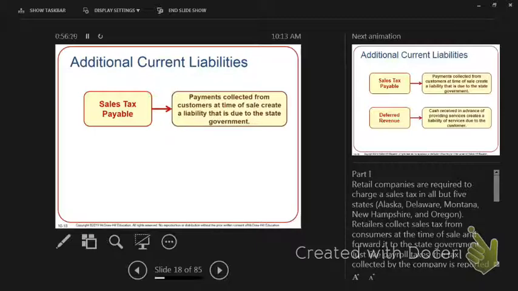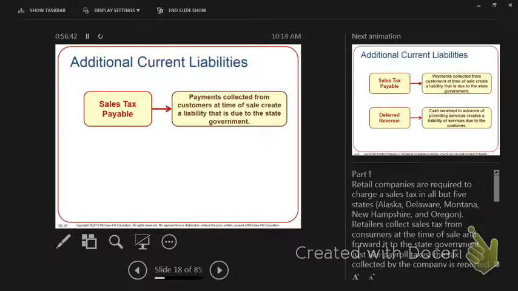Revenue, sales. Okay, so we say sales for how much? $100. Cash for $110. So Macy's gets how much in cash? $110. Okay. And then sales for $100, and then sales tax payable for $10. Sales tax payable. There we go.